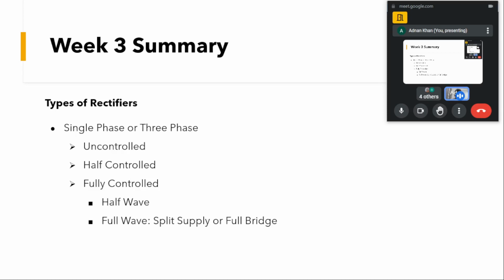And for fully controlled, all the devices being used can be controlled, meaning both their turn on and turn off can be controlled.